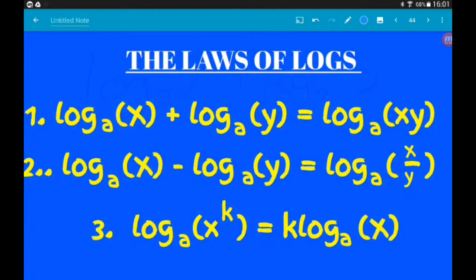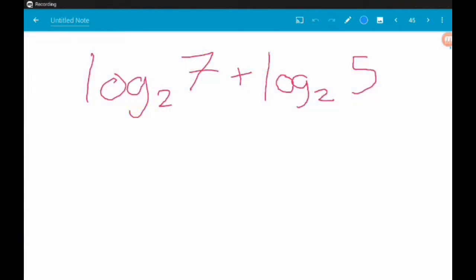So let's get cracking. Okay, first example, we want to simplify log base 2 of 7 plus log base 2 of 5. So we're using the addition law, so this becomes log base 2 of 7 times 5, so log base 2 of 35. Good times.